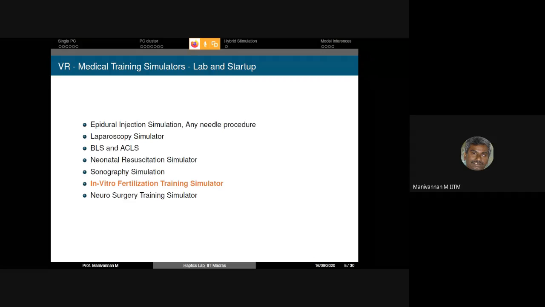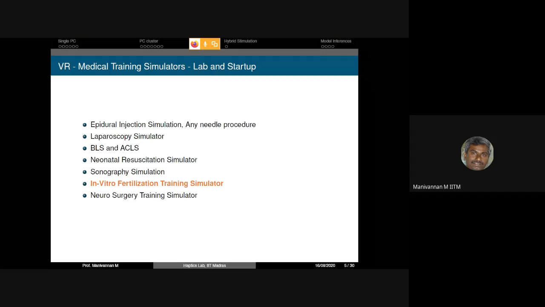One particular simulator I wanted to highlight here is the in vitro fertilization training simulator. The IVF procedure needs very fine motor skills. We need to apply the right amount of force at the right time, at the right place. If you don't, the whole procedure becomes a failure. Now we know why IVF has a very high failure rate. Again, doctors practice on patients. They damage about 30 patients before they become competent. If you are one of those first 30 patients, then the risk is very high.